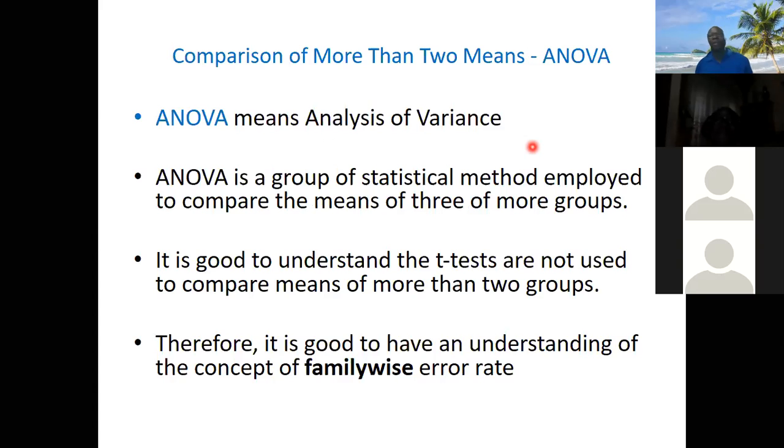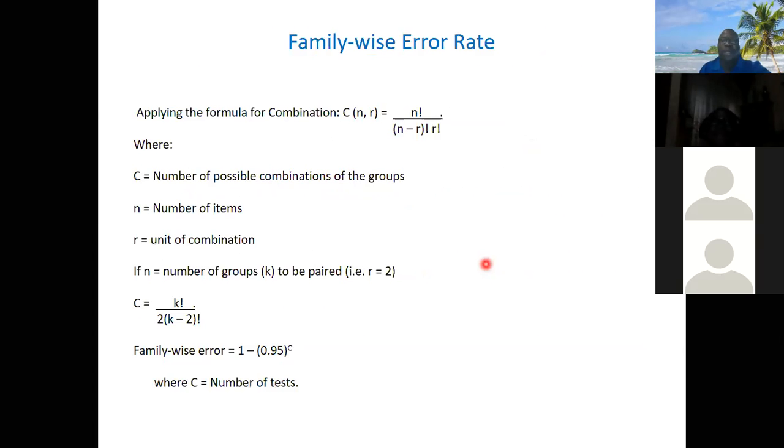Now, when you are comparing more than two means, analysis of variance is what is used. Analysis of variance is a statistical method employed to compare means of three or more groups: 3 groups, 4 groups, 5 groups. It is good to know that you cannot use the t-test because of what we call family-wise error.